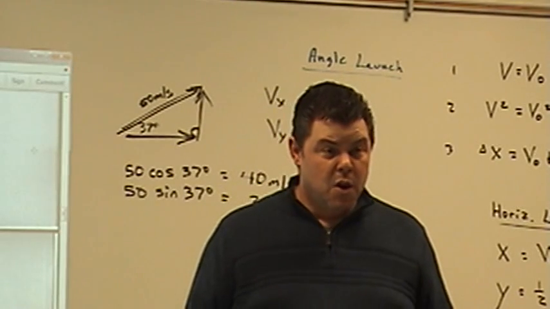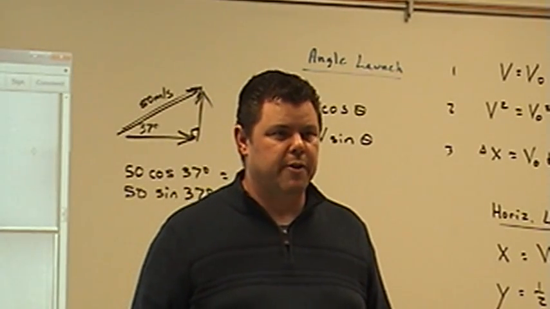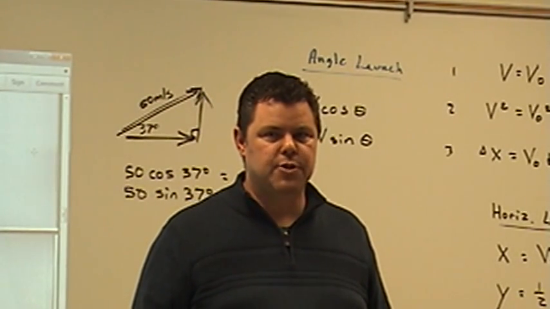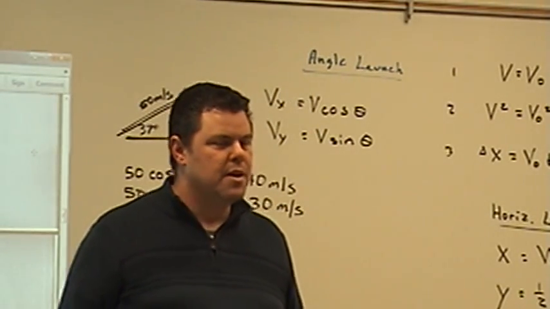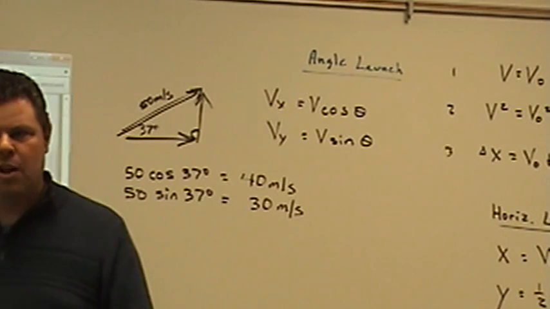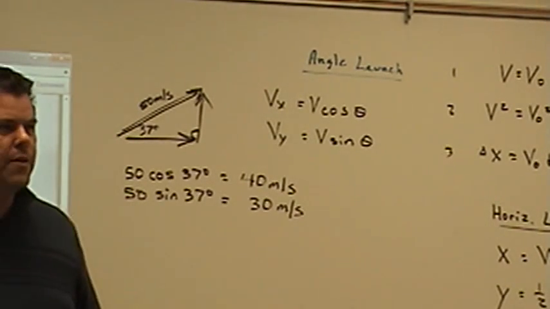It's nice. What about if you launch something at 20 degrees? What other angle should give you the same range? 70. Complementary, meaning that they add up to 90 degrees. So when you have complementary angles, things launched with the same speed will achieve the same distance.